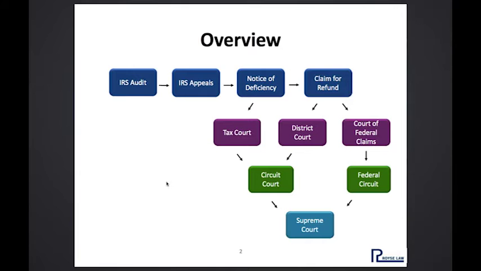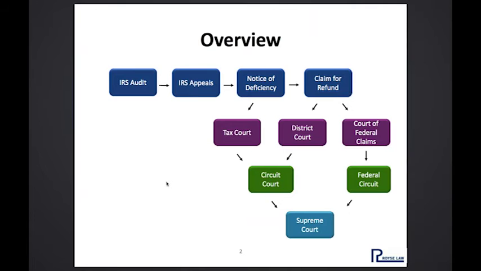And if nothing is resolved there, or if the statute of limitations is about to expire, then a notice of deficiency, the 90-day letter, will be issued. And then at that point, the taxpayer can decide if they want to pay the tax and do an administrative claim for refund. Notice how we're still all in the administrative line at this point. And if the IRS rejects the claim for refund, or if 6 months go by and they haven't acted on it, then the taxpayer can file suit for refund in either district court or the Court of Federal Claims.